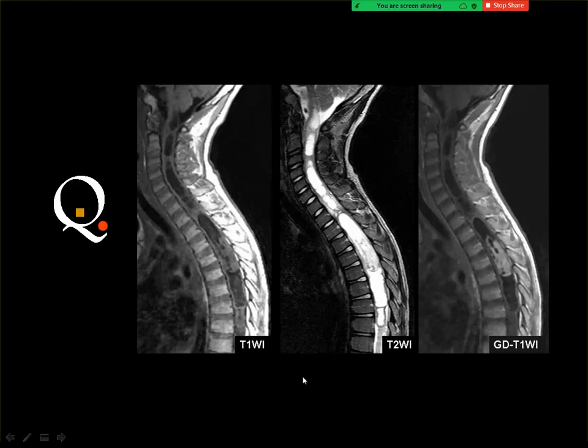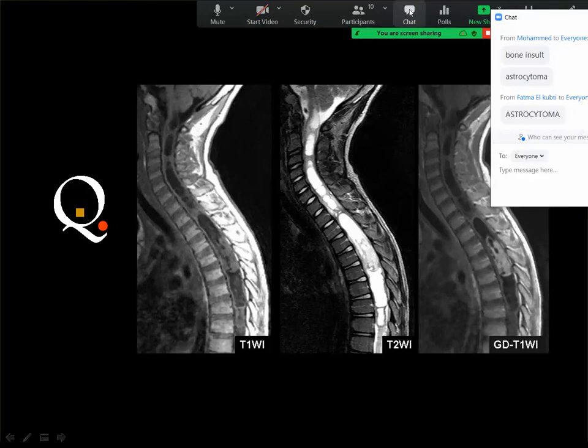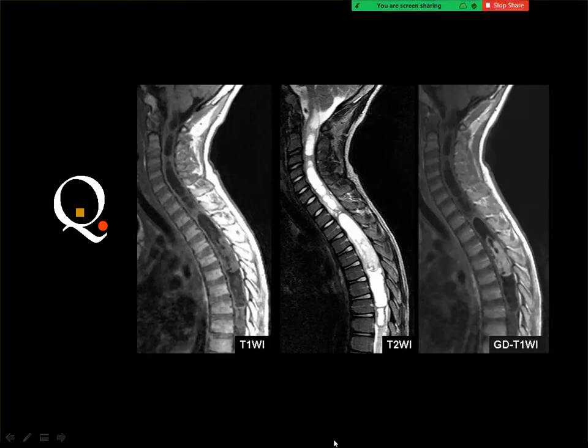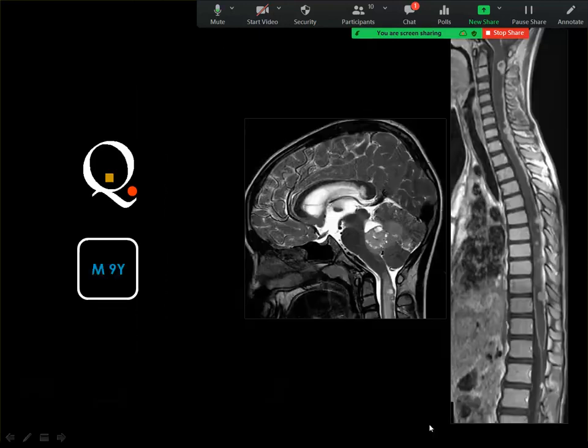Then this is a child with T1, T2, and T1 post contrast, and you got an extensive lesion in the spinal cord. Astrocytoma is a good answer, and this is, let us say, an almost classic appearance of a long lesion with a cystic component and solid component affecting a long segment of the spinal cord.